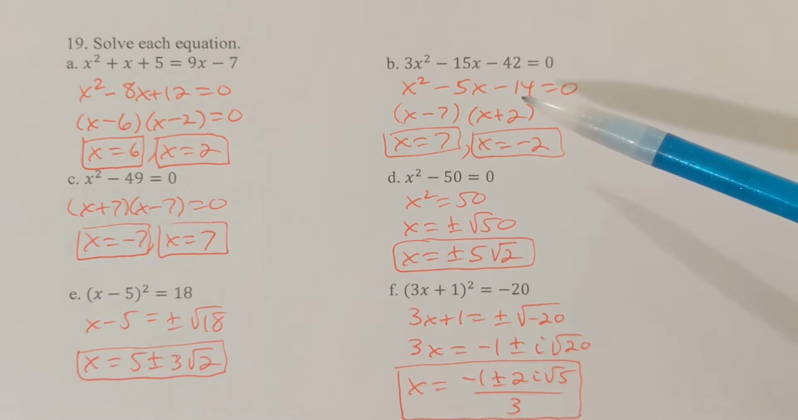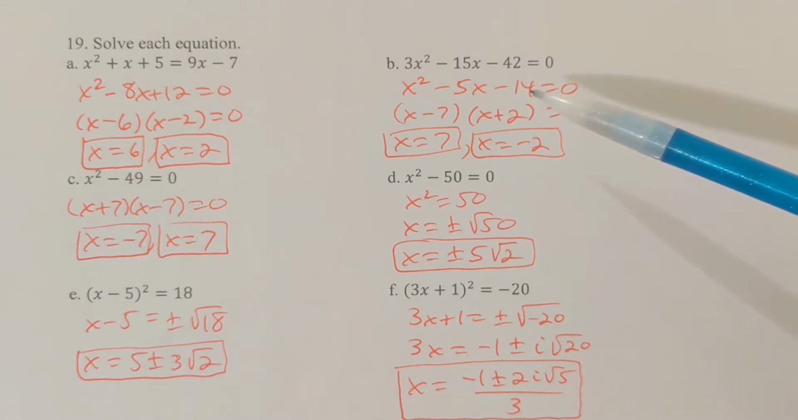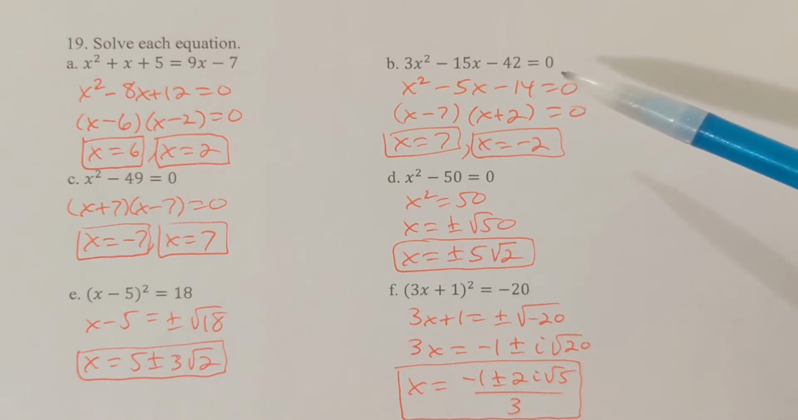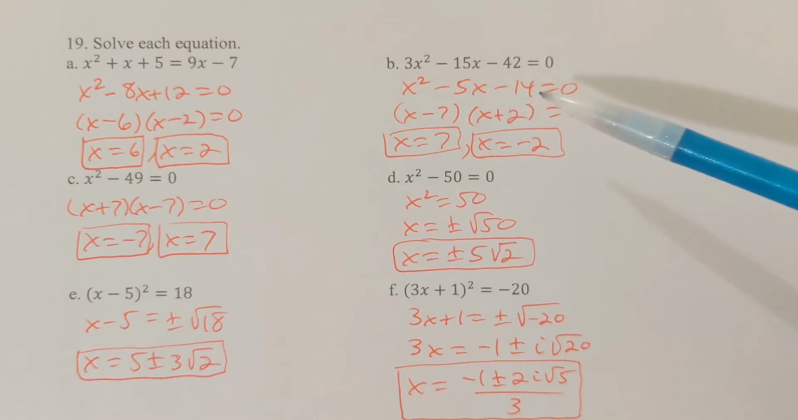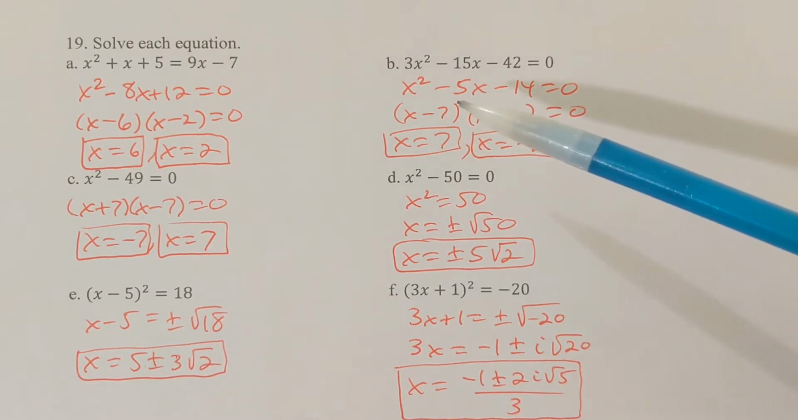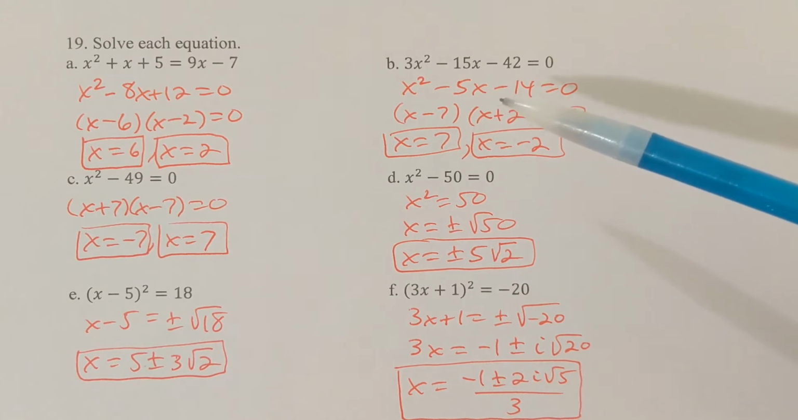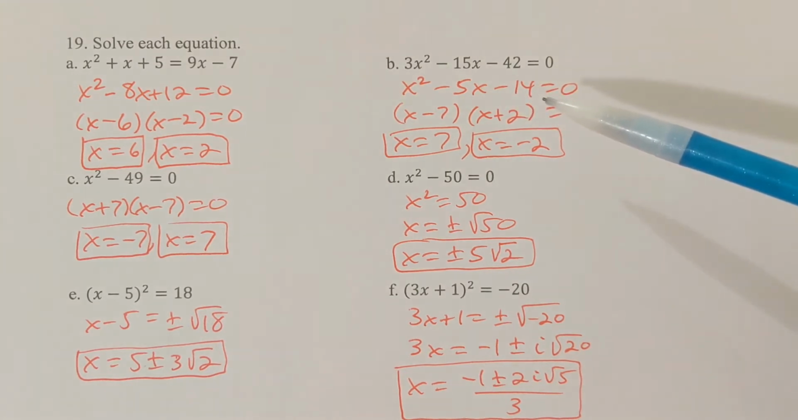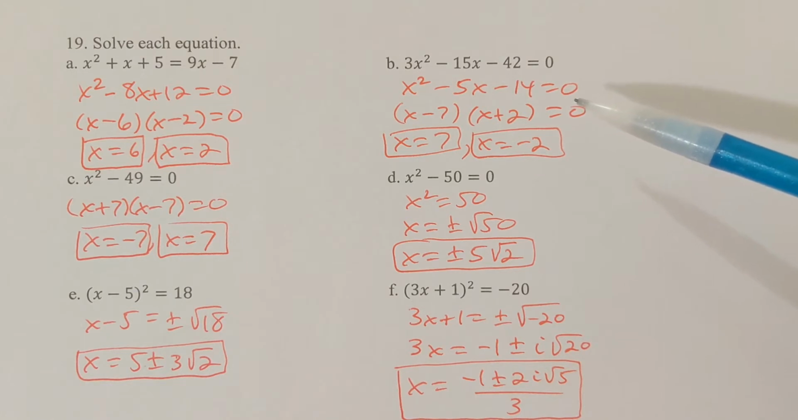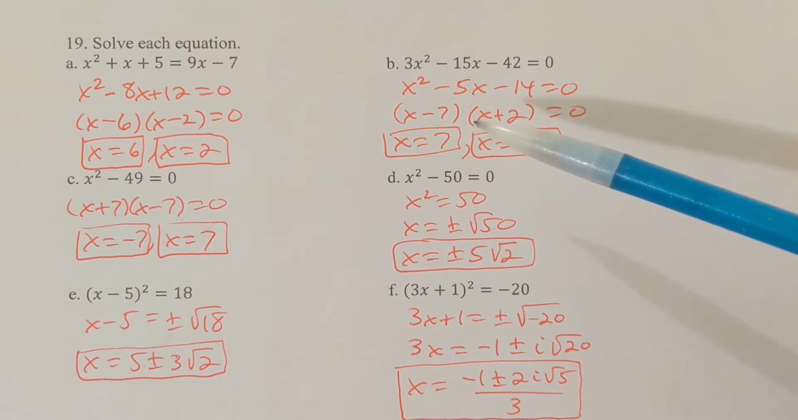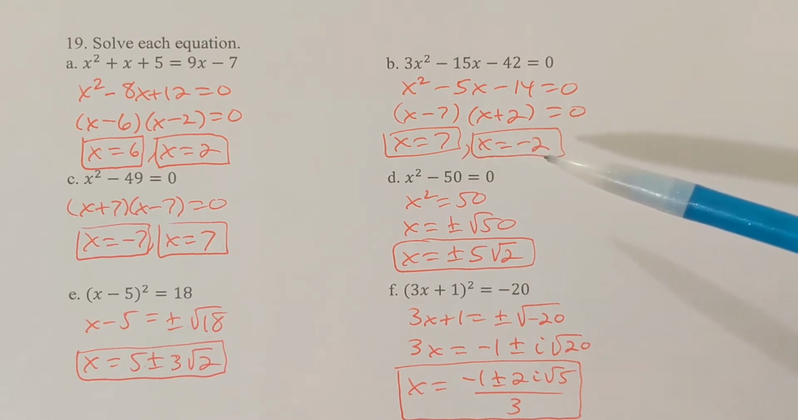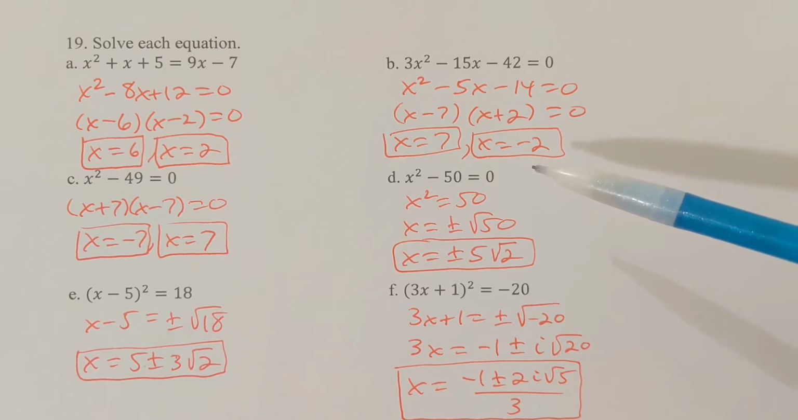Okay, part B, 3x squared minus 15x minus 42 equals 0. So 3 is in common to these three terms here on the left. I can divide by 3, and it gives me x squared minus 5x minus 14, since 3 times 14 is 42, equals 0. So this is going to factor nicely as x minus 7 times x plus 2. x is equal to 7 or x is equal to negative 2 would be the two answers there.